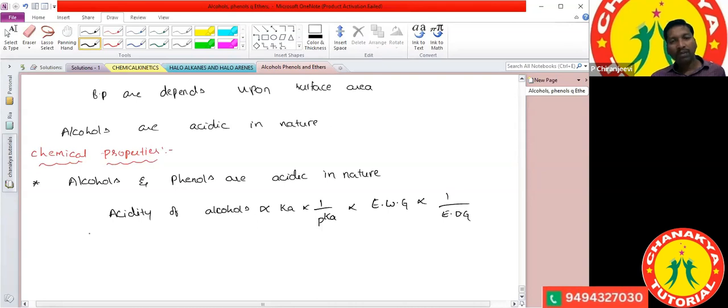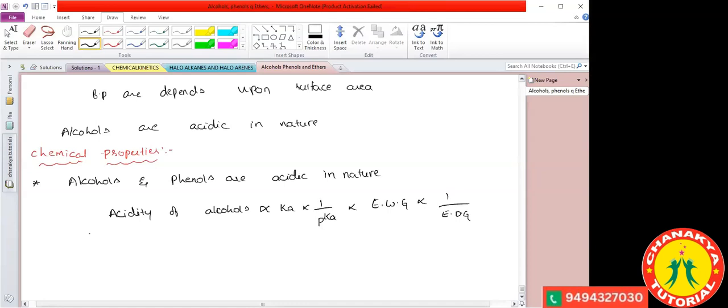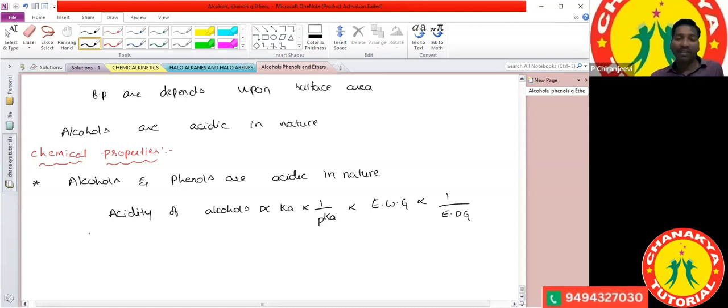What is meant by the acid? Any one of you? Aditi, what is meant by the acid? Can you repeat again? What is meant by acid?